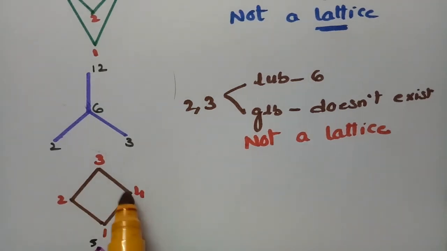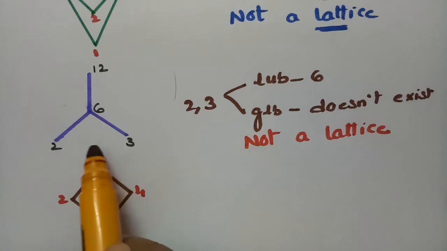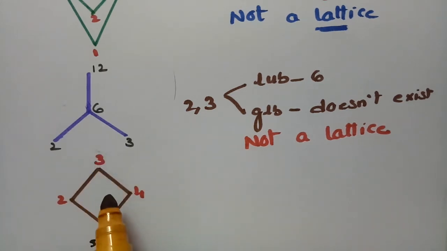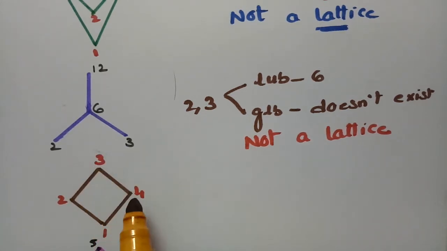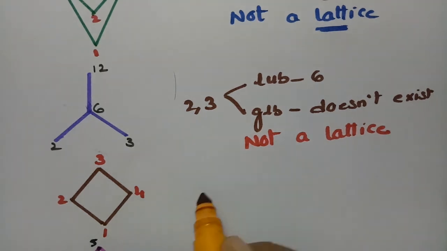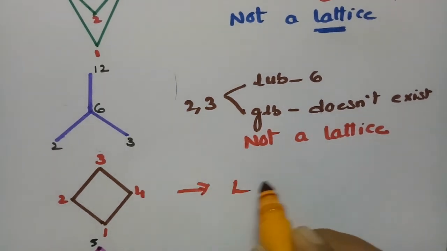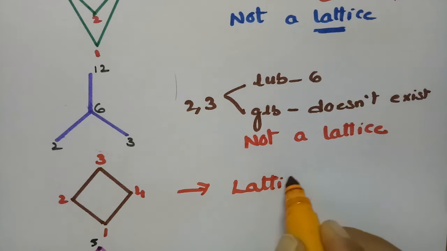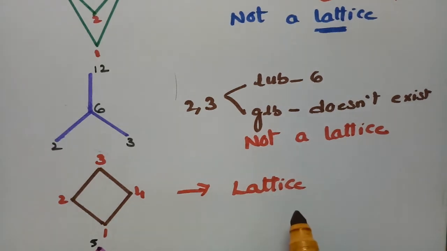If you consider 3 and 4, 3 is the least upper bound and 4 is the greatest lower bound. If you consider 2 and 3, 2 is the greatest lower bound and 3 is the least upper bound. Hence each pair has the greatest lower bound and the least upper bound. So it is a lattice. The poset represented by the given Hasse diagram is a lattice.